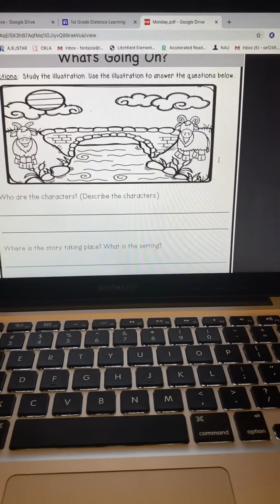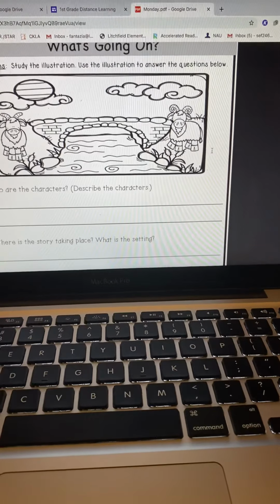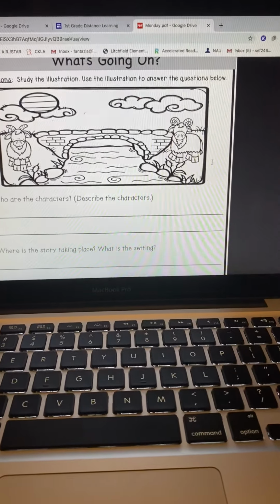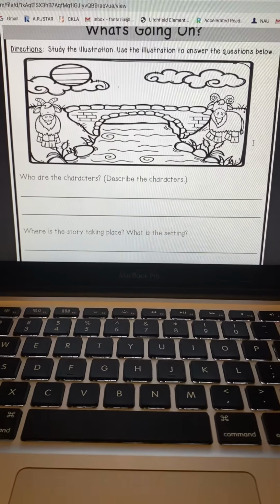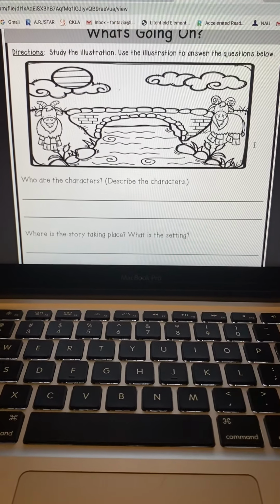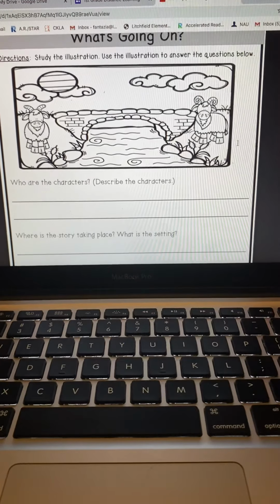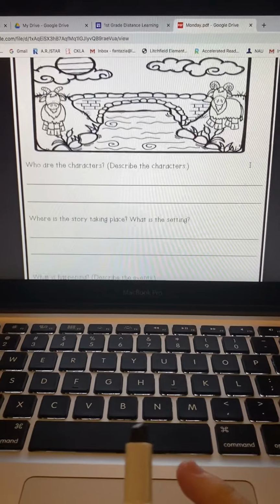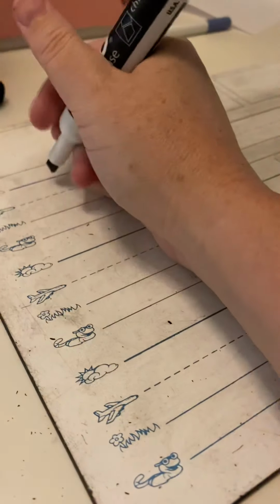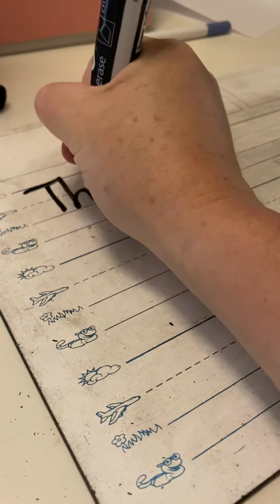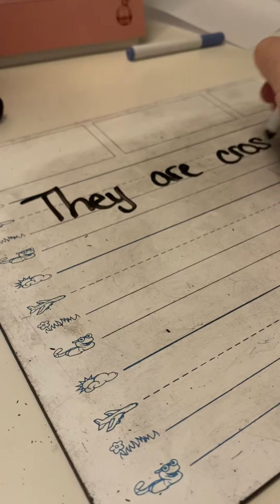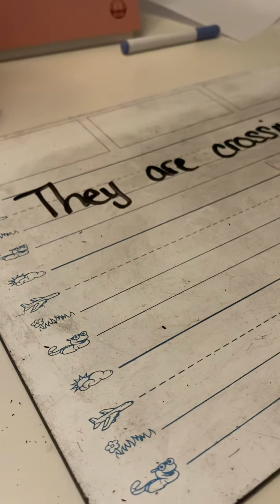Something I know about goats is that they like to hang out together. They live in a pack generally. So if we have two goats and one's on one side of the river and one's on the other side, and we see a bridge, we know they are probably crossing that bridge. So for my event that's happening, what's happening? They are crossing a bridge.